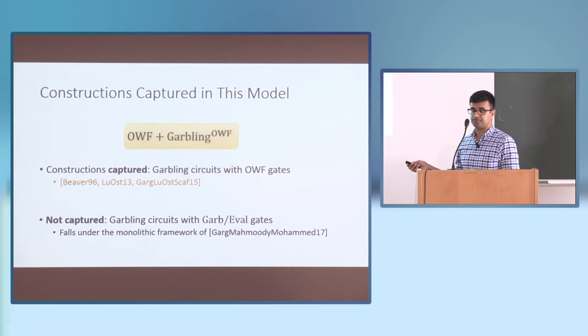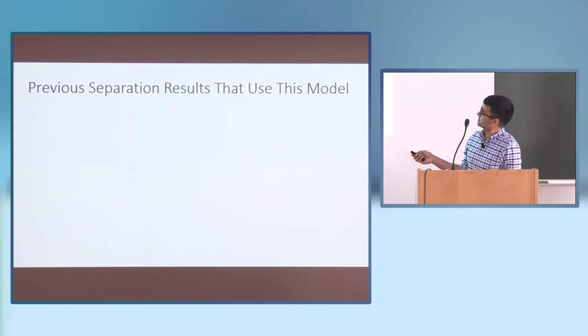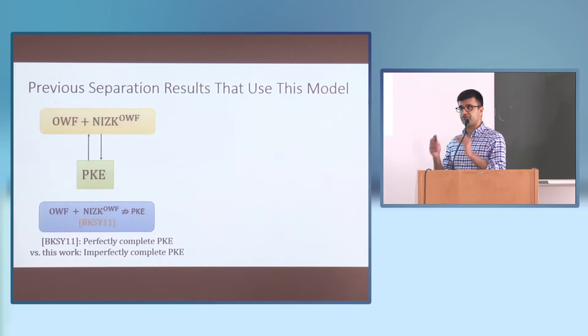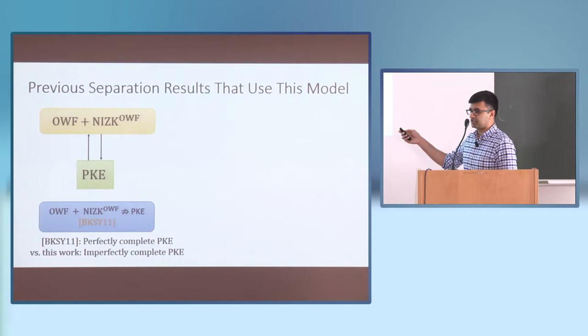There are also a couple of previous related separation results that I want to cover. First, a result by Barak et al. shows that you cannot build public key encryption with perfect correctness from one-way functions using non-black box techniques that involve NIZK proofs for circuit relations with one-way function gates in them. As one of the contributions of our work that I'm not going to talk about in this talk, we show how to capture their NIZK type techniques via our oracles and how to extend their impossibility result to the case where the public key encryption might have decryption error.